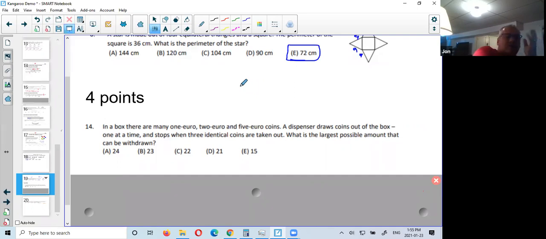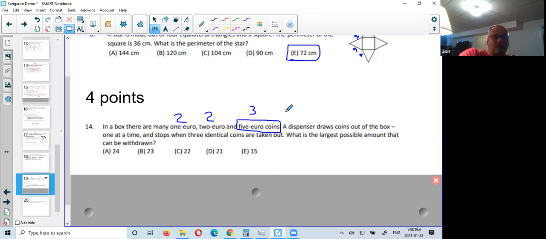Right? You have to understand what's happening here. Coins are coming out of a box, and it stops taking them out when there are 3 of the same coin. They want to know the largest amount of money that can be withdrawn. Well, what's the highest coin? You're going to have 3 of these, but then 2 of those. You're going to have 2 ones, 2 twos, and then once you get to 3 5s, how much does this add up to? 2 1s plus 2 2s plus 3 5s.